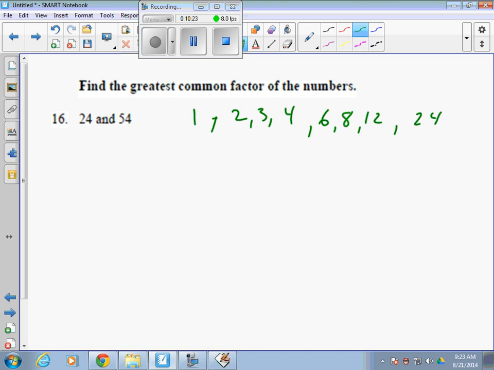Right? So look at those numbers and say, which one can I multiply by and get the number 54? Well, you know 24 can't multiply by anything and give you 54. Neither can 12. Check and see if 8 can. 8 times 7 is 56. No, that's too close. That one doesn't work. Check and see if 6 can. 6 times 9 gives you the number 54. Therefore, 6 is your greatest common factor.